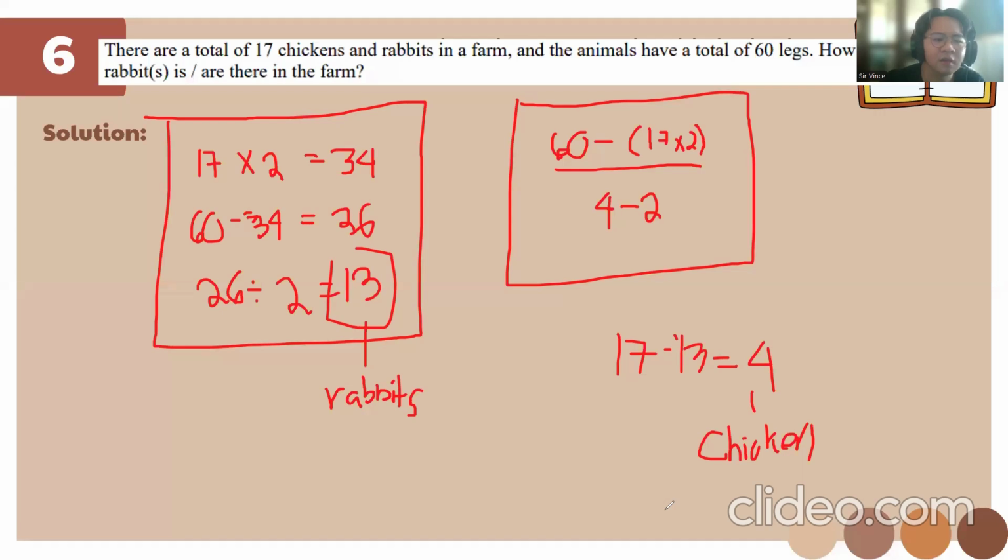Sorry, but this is the solution, sir. The leg of the rabbit is 4. This is how to find it, because this is the solution excluding the chickens. So we can find the rabbit right away. 26 divided by 2.